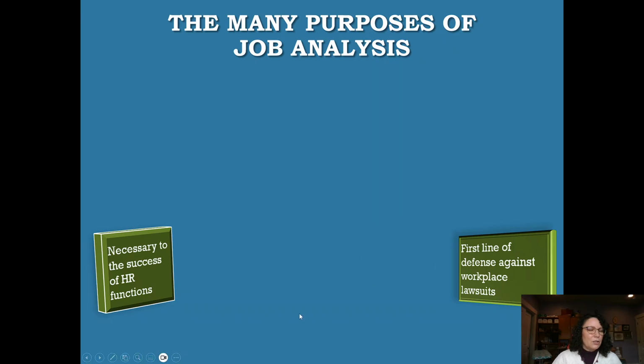So why do we do job analysis? It's necessary to the success of many HR functions, and it's also the first line of defense against workplace lawsuits. So when we talk about being necessary to HR functions, first off, job classification, like what kind of position is this? At the university, for example, they have two main classifications, I guess they have three if you count student employees. So they have student employees, and then they have classified employees, they call it.